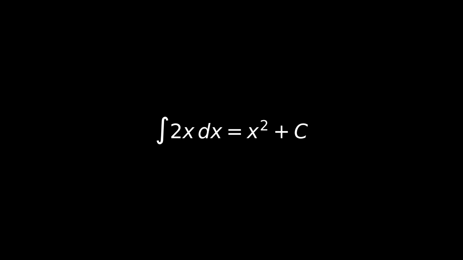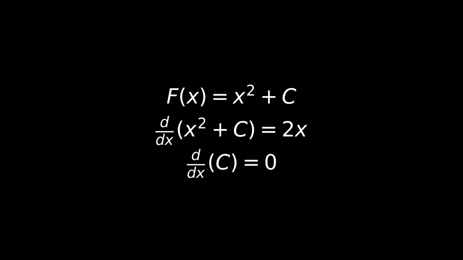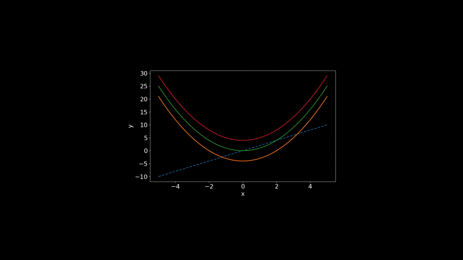If the derivative of x squared is 2x, then the integral of 2x is x squared plus c. That plus c is not optional. It is called the constant of integration. When you differentiate a function, constants disappear. So when you integrate, you must include all possible constants that could have been there originally. The indefinite integral produces a family of functions, not just one, a whole family separated by constants.